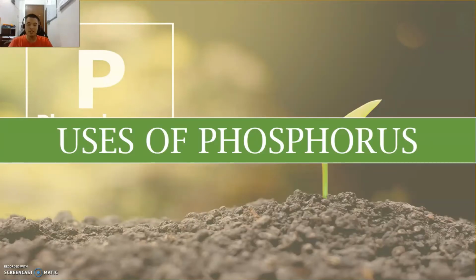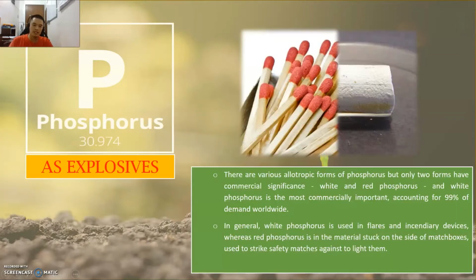Surprisingly, phosphorus has many uses in the industry today. One of which is as explosives. There are various allotropic forms of phosphorus as discussed earlier, but only two forms have commercial significance, the white and the red phosphorus. White phosphorus is the most commercially important, accounting for 99% of the demand worldwide.